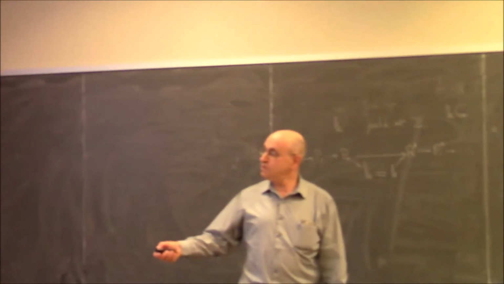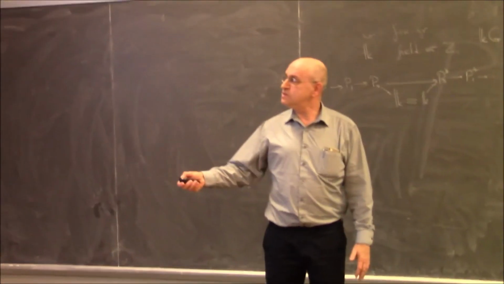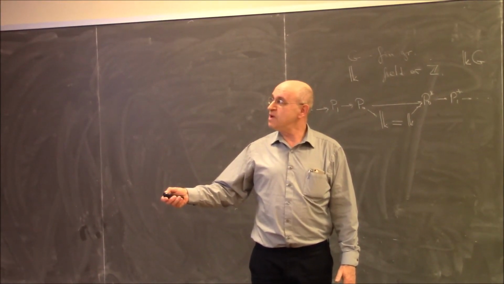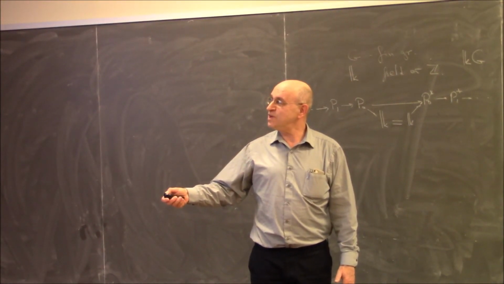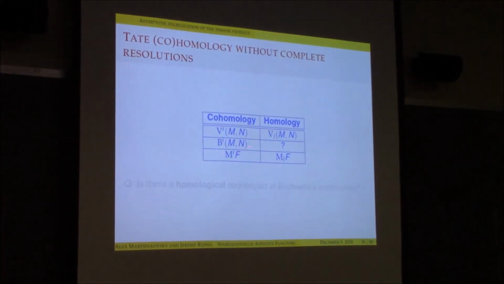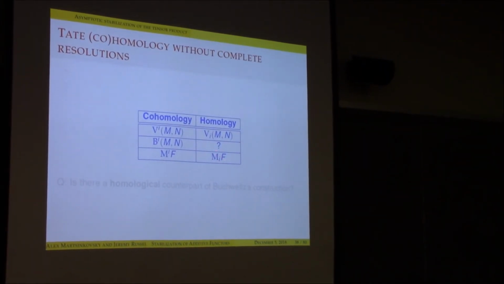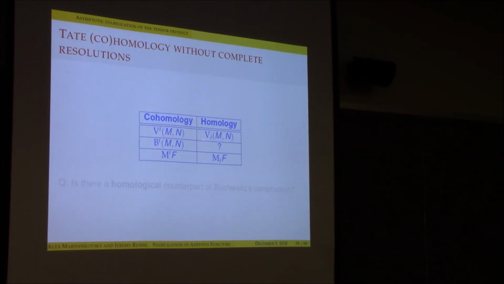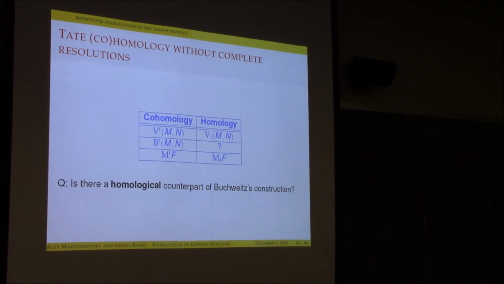So what we were left with was a sort of gaping hole. So this is Vogel cohomology, this is Vogel homology. This is Mislin's construction, that's his student's construction. We have the Buchweitz construction, but there was no analog for homology. So I asked Jeremy to fill that gap. And Jeremy, well, so why should there be a homological one? Oh, what could it be?